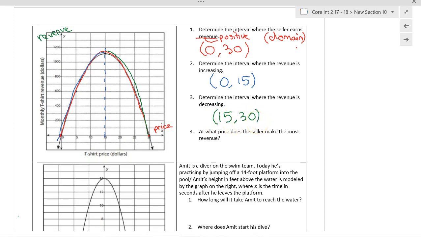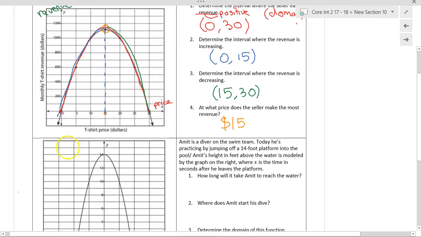So 15 to 30 is my interval where it's decreasing. At what price does the seller make the most revenue? Well, again, that's just my maximum point. The price, though, is $15. Alright, let's look at our next problem like this.